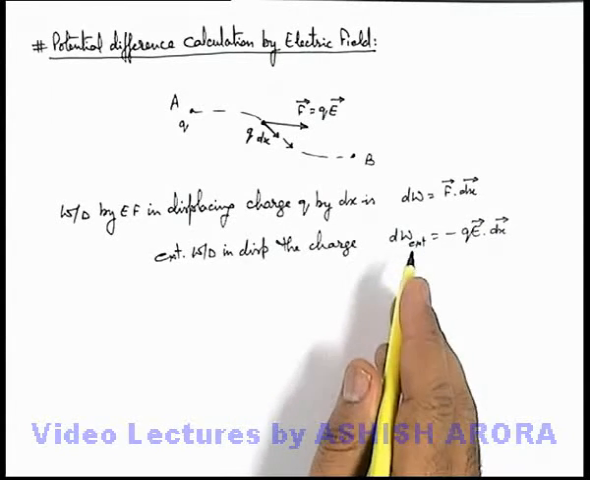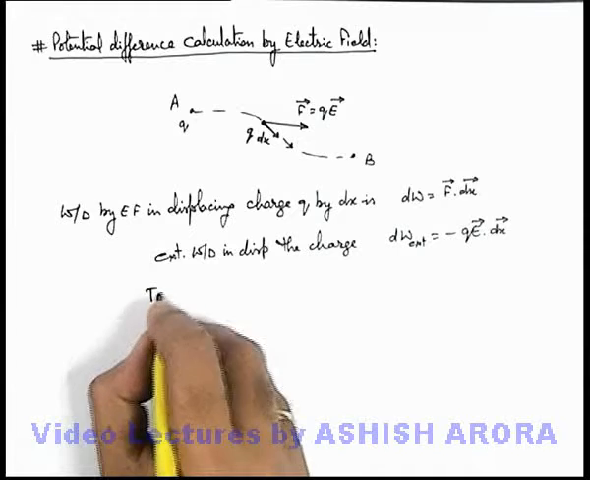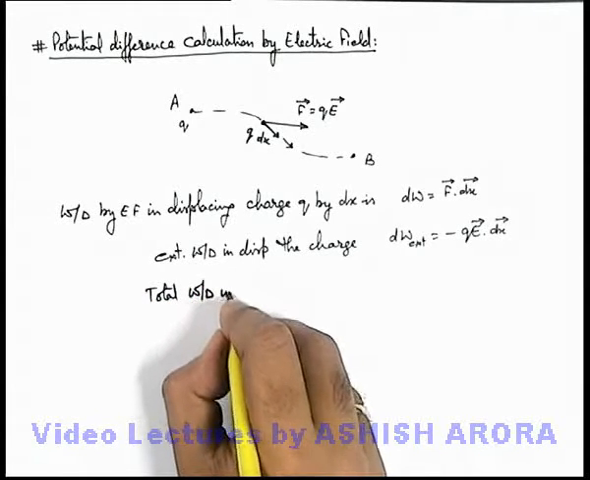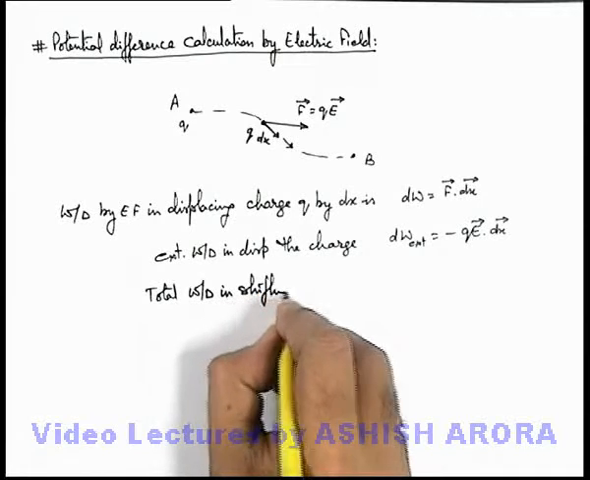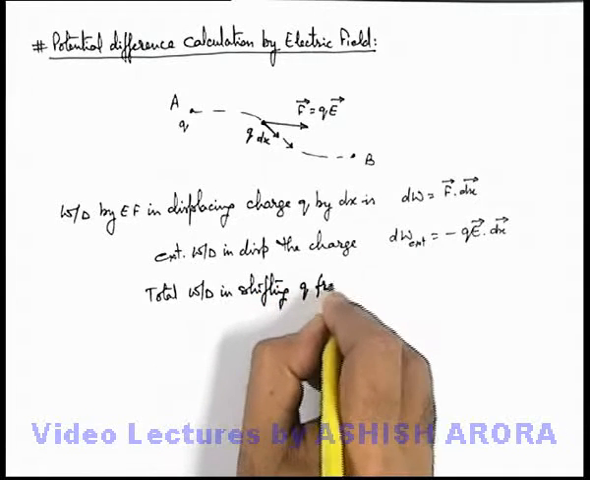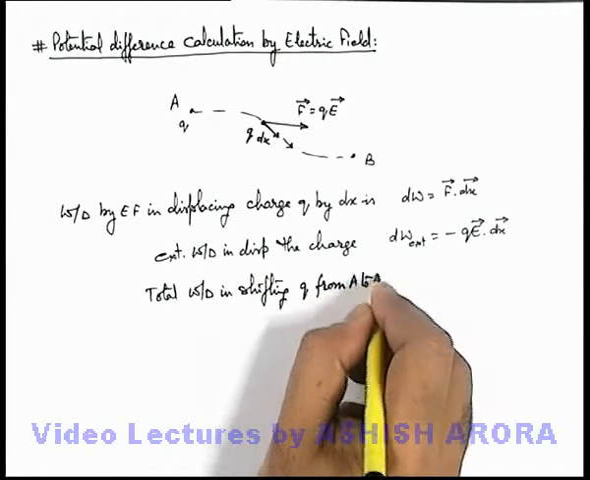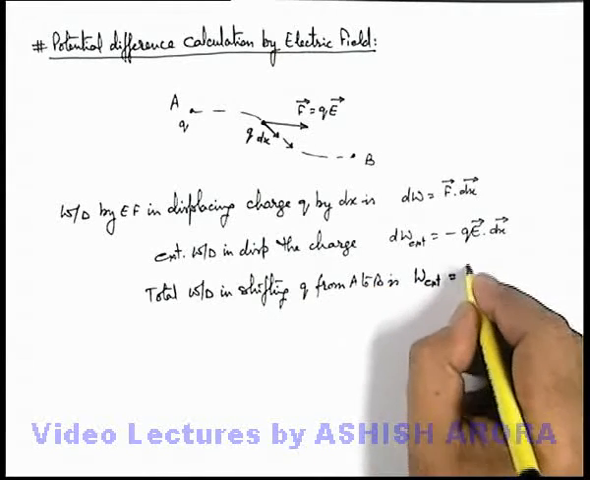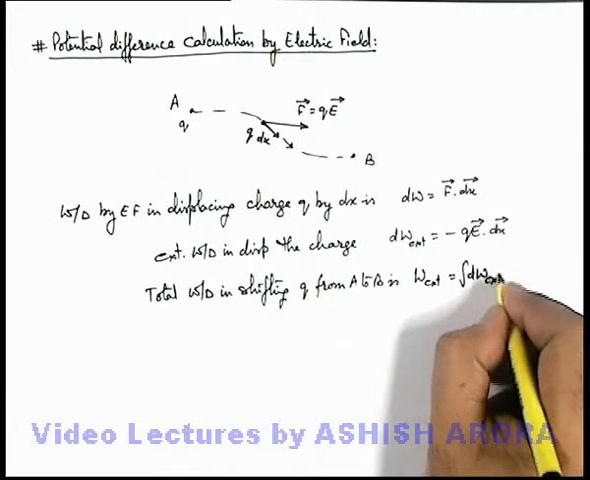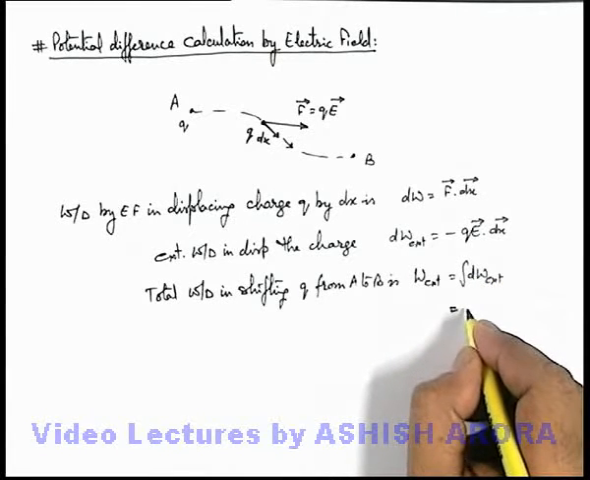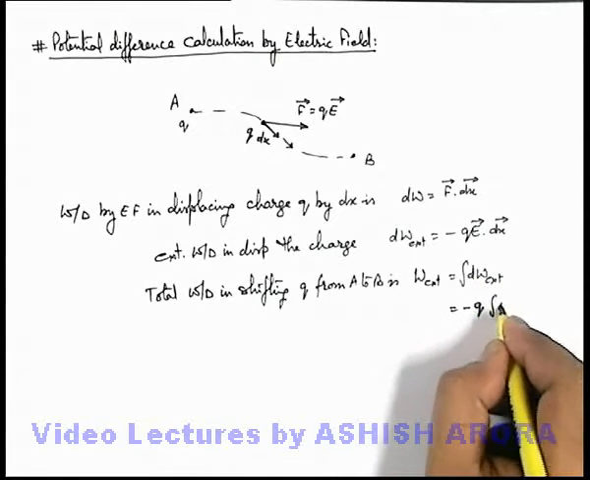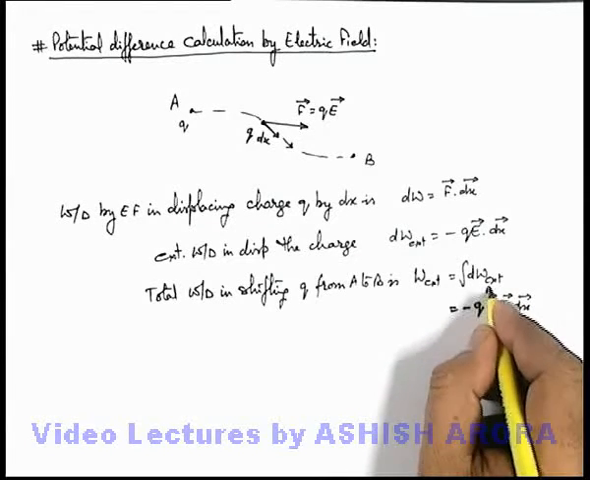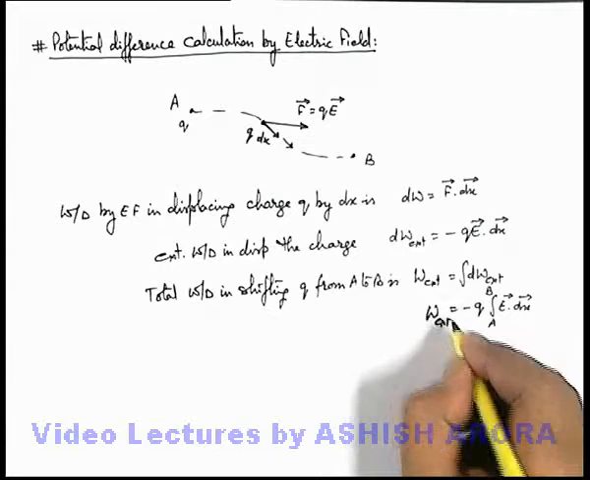And in this situation, total work done can be given as total work done in shifting Q from A to B. The external work done we can simply write as integration of dW external, which can be written as minus Q integration of E dot dx, that is from point A to point B. This is the total external work required.